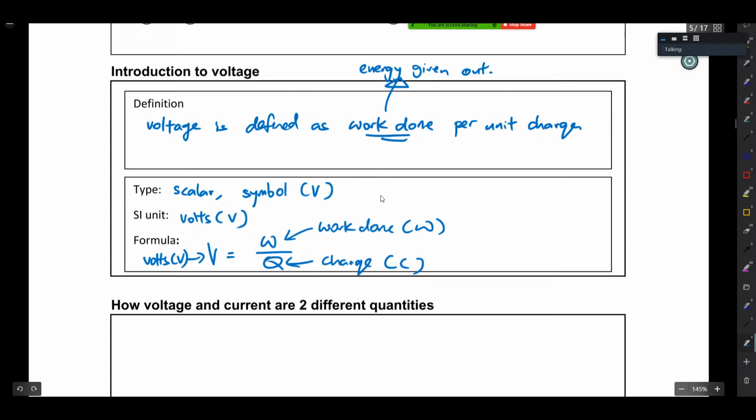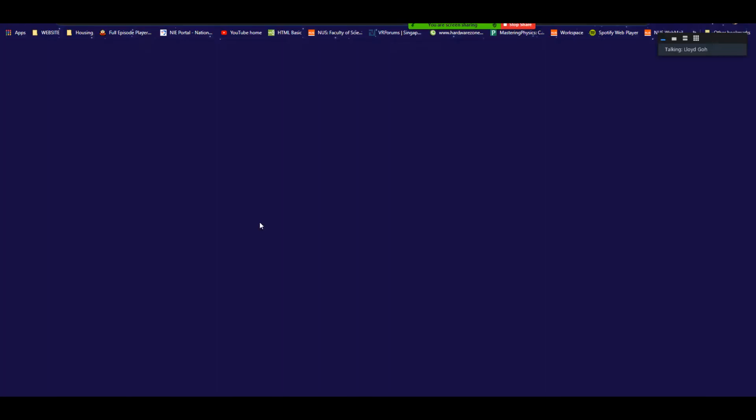Okay with this? I thought the SI unit is volt, not volts. Okay, sure, yeah. But is it with an S or without? No S, no S, yeah, you're right.